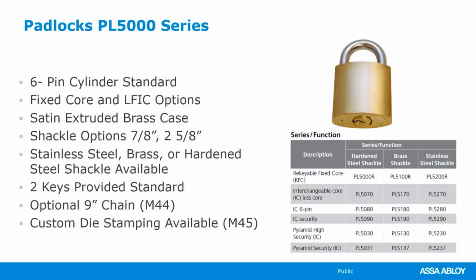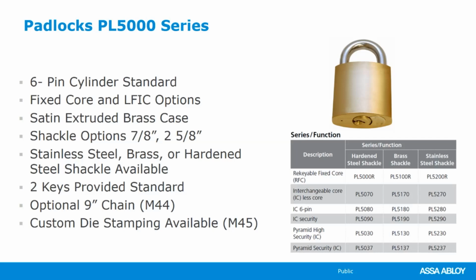The padlocks themselves all utilize a satin brass extruded case. We can do two different lengths of our shackle. You can either have a 7/8 of an inch between the top of the lock and the top of the shackle, or the bottom of the shackle, or 2 5/8.